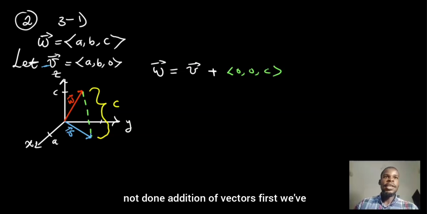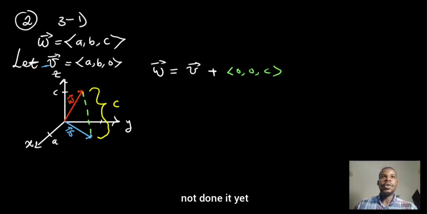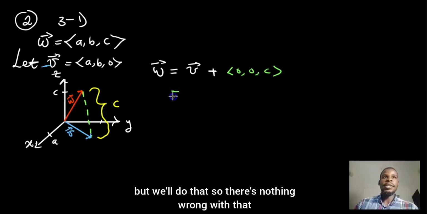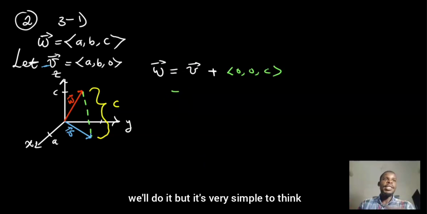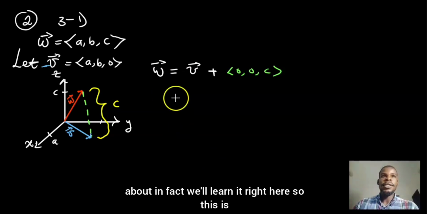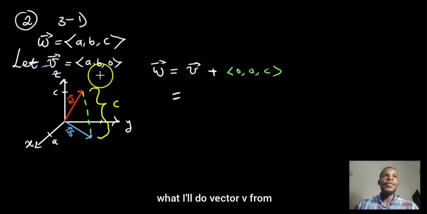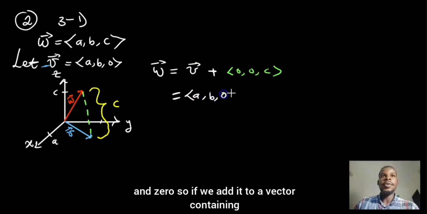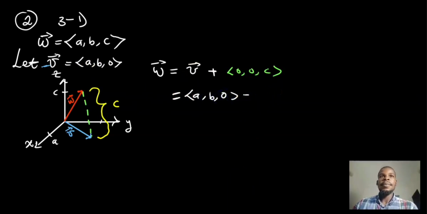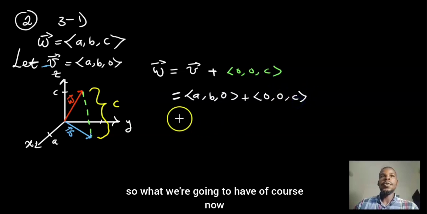Now I know we've not done addition of vectors yet, but we'll do that. So there's nothing wrong with that. It's very simple to think about. In fact, we'll learn it right here. So this is what I'll do. Vector v, from what we've written out here, is just the vector containing a, b, and 0. So if we add it to a vector containing 0, 0, c, what are we going to have?